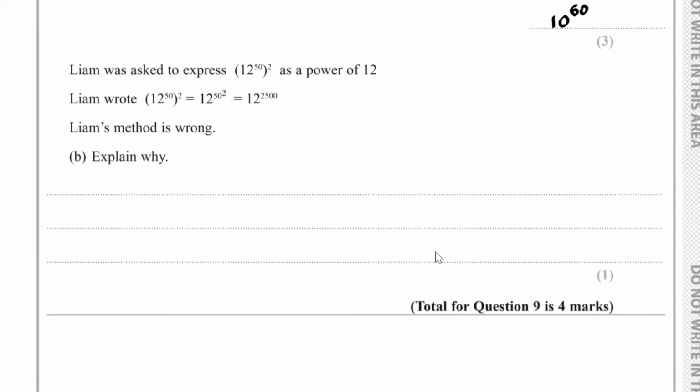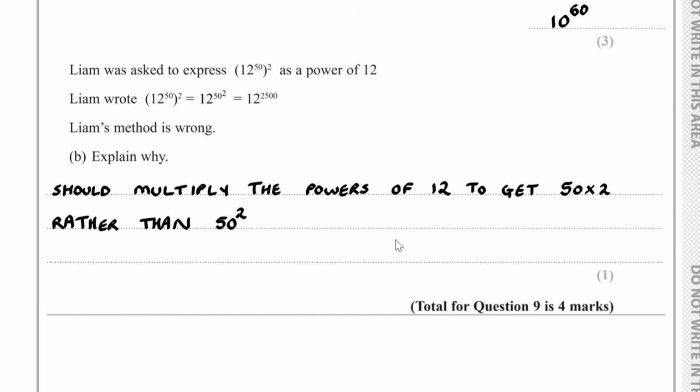Then for part B, Liam was asked to express 12 to the 50 to the power of 2 as a power of 12. He wrote 12 to the 50 to the 2 equals 12 to the 50 to the 2, which is 12 to the 2500. Liam's method is wrong. We have to explain why. Well, if I have a power to another power, I have to multiply the powers. So we should multiply the powers of 12 to get 50 times 2 rather than 50 to the power of 2.